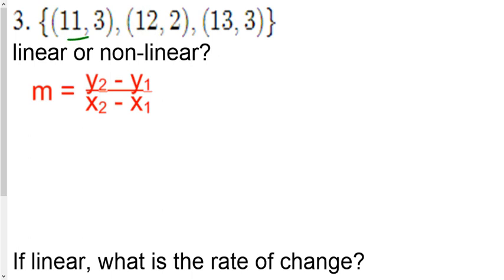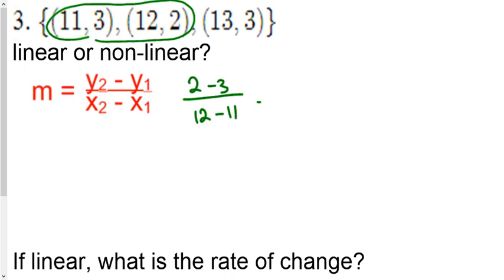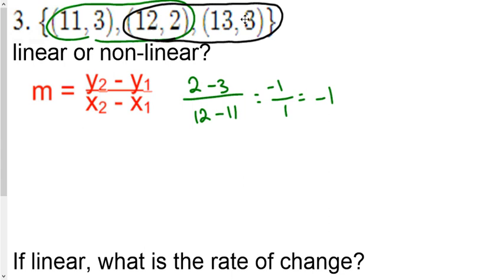Let's go through and plug in these first 2 points right here. Let's just make it 2 minus 3 over 12 minus 11. And we'd get -1 over 1, or -1. So let's come back through with the second set of points here. You see how I'm just overlapping it? The second point and the first one is going to become the first point in the second set of pairs. 3 minus 2 over 13 minus 12. Well, that's 1 over 1, or +1. They're both 1s, but this is negative. This one's positive. They're not the same.